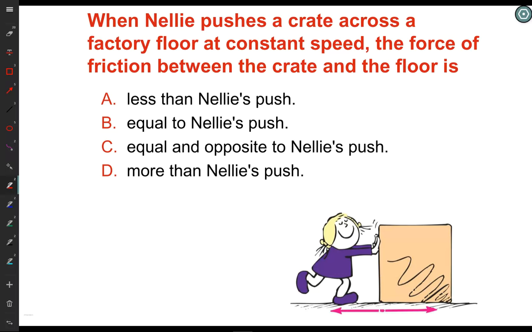Equal and opposite. It's also going to be opposite. If it was the same direction, it would go faster and faster, right? It has to be opposite, so they add up to zero because she's going at a constant speed.